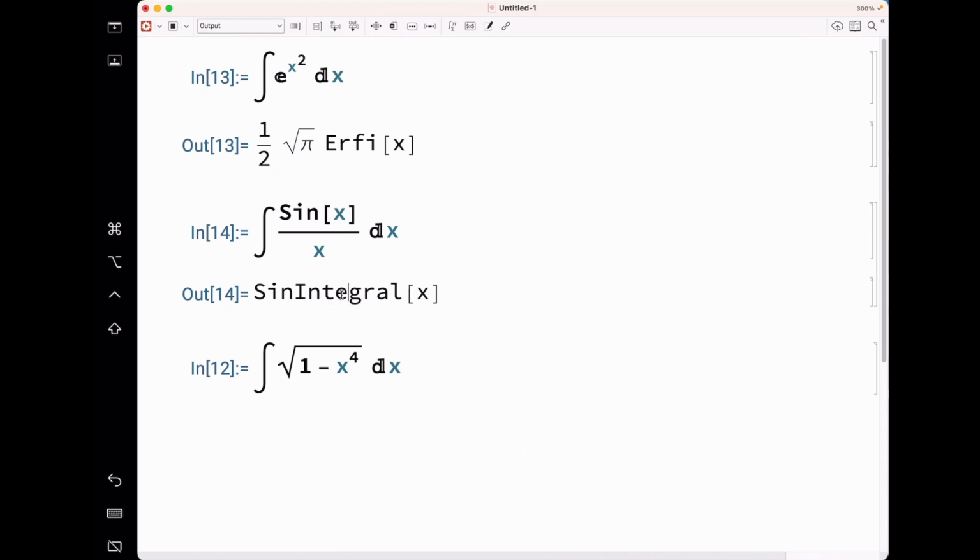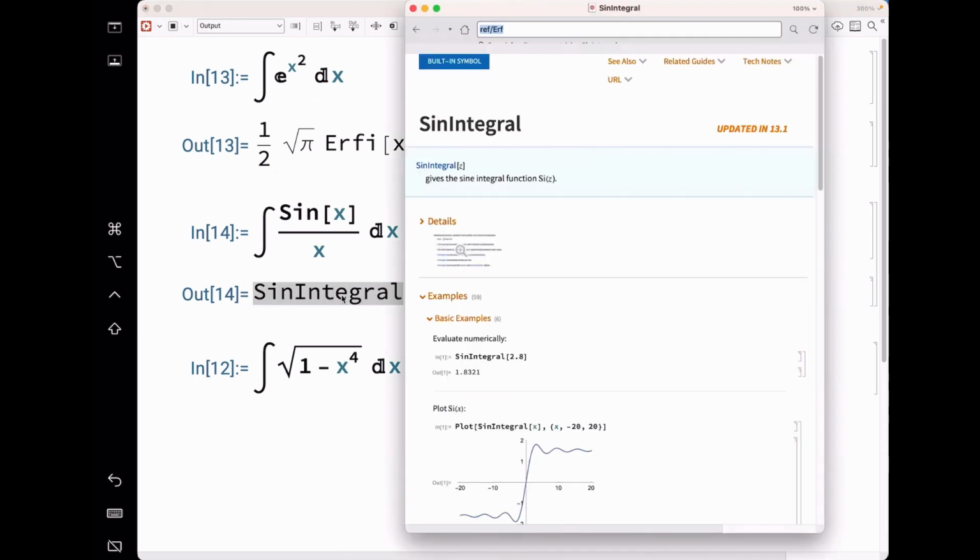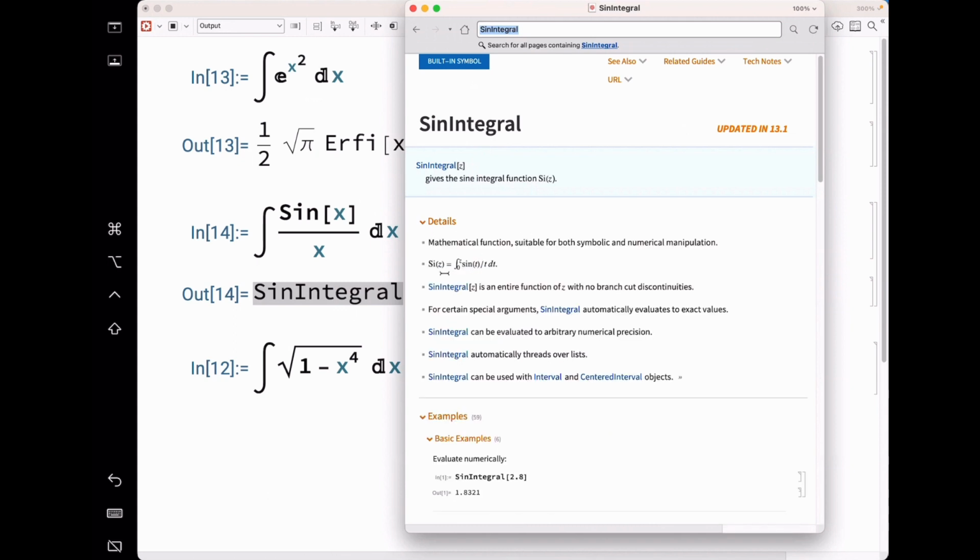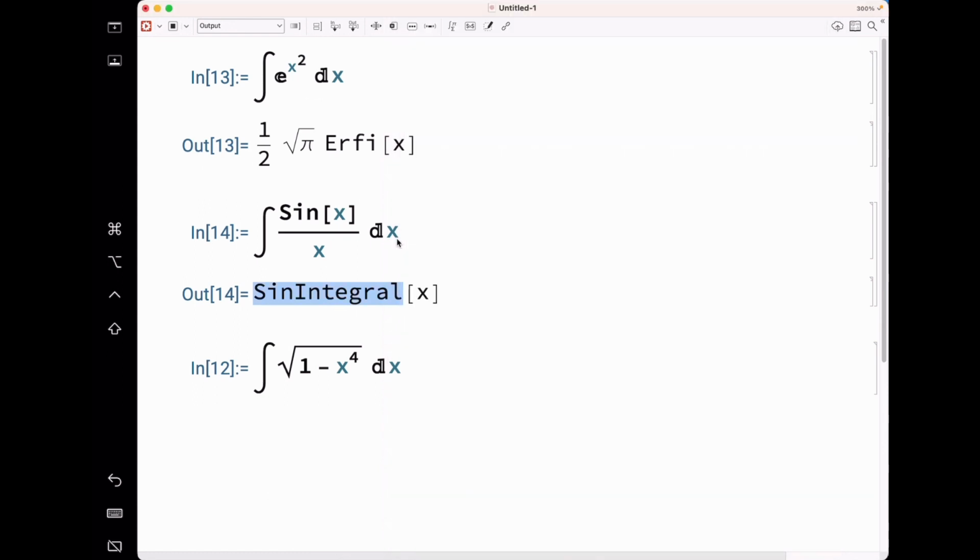All right, let's look at the integral of sine of x over x. We have the sine integral of x. Sine integral is the sine integral function. If we look at the details here, we can see that the sine integral function is defined as an integral. There is no closed form expression for the sine integral function. We can't write this in terms of elementary functions in a closed form fashion. There is an antiderivative, but we can't write it out nicely in terms of elementary functions.